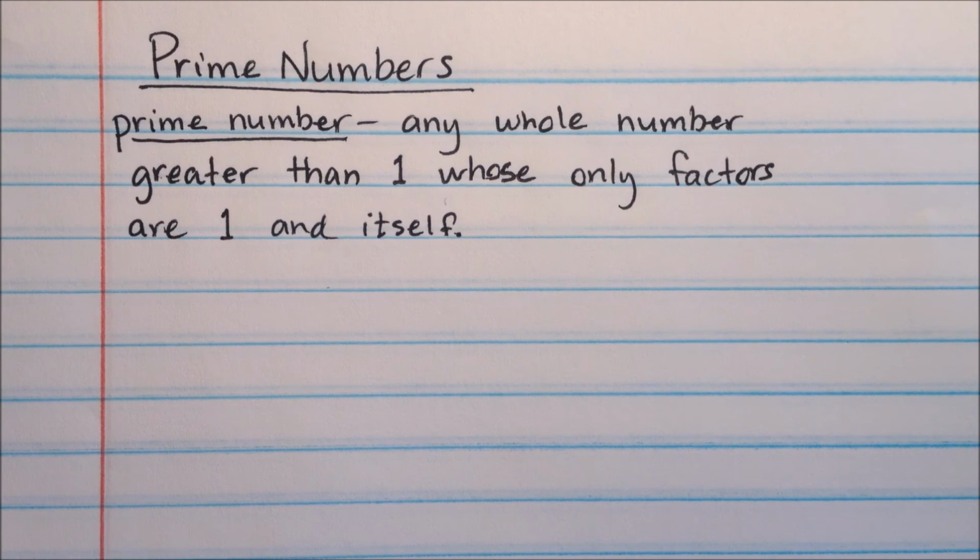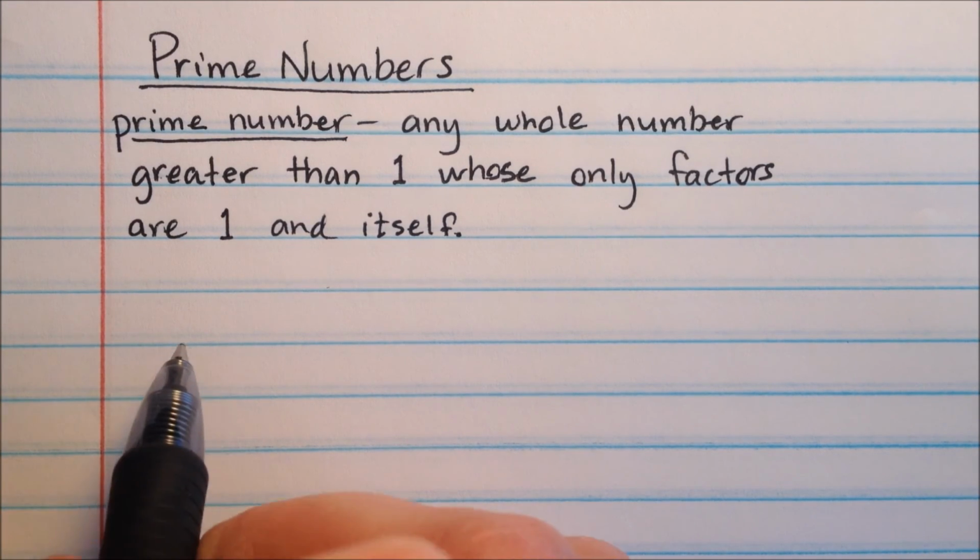In this video, we're going to discuss prime numbers. Now, the definition of a prime number is any whole number greater than 1 whose only factors are 1 and itself. So if a prime number has to be greater than 1, let's just take a look at a few.